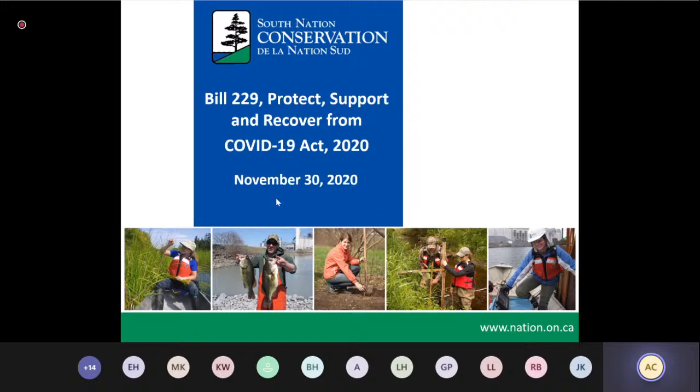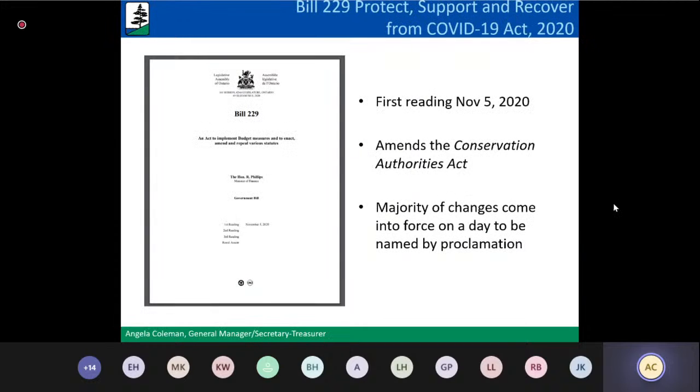Next slide, please. Now, the government has introduced a standing committee period. The first day of standing committee hearings in Toronto is today. There will be standing committee hearings on Monday, Tuesday, and Wednesday of this week.